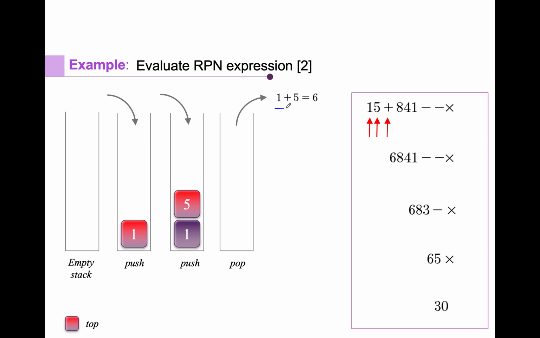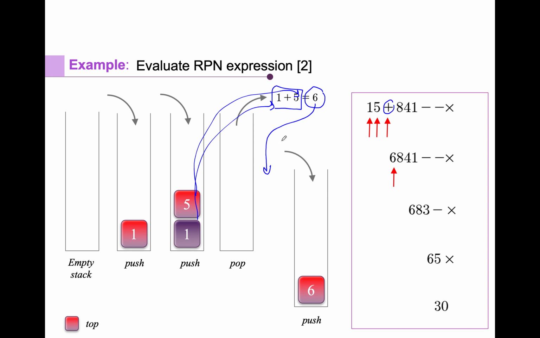You're going to do a pop, because it is an addition. Then you're going to take it using LIFO. So 5 will come out first and then 1. This answer, what are you going to do? You're going to push and store into your stack.